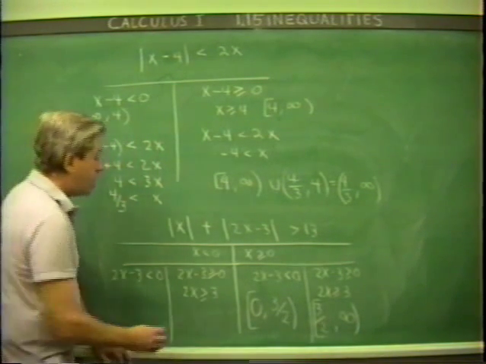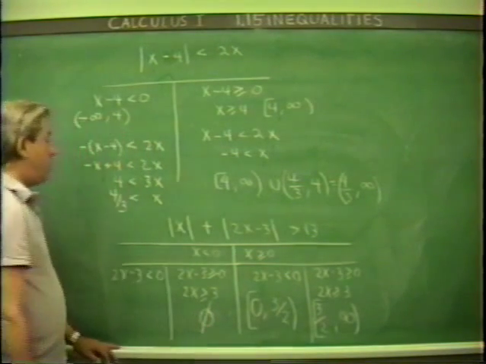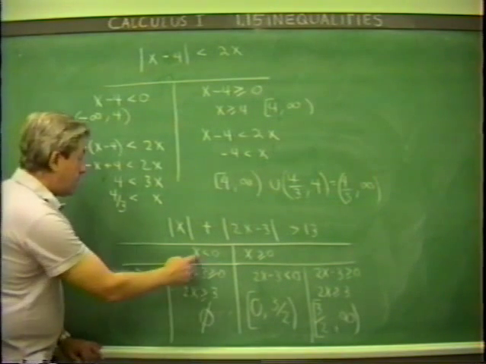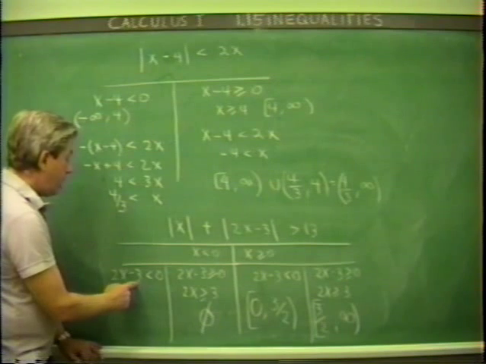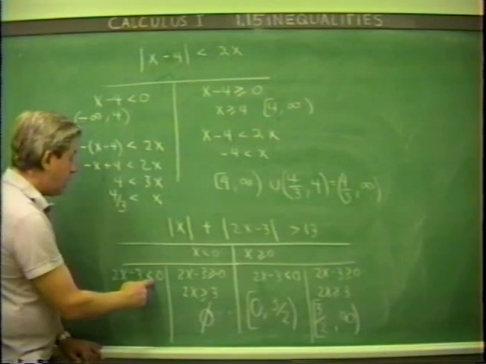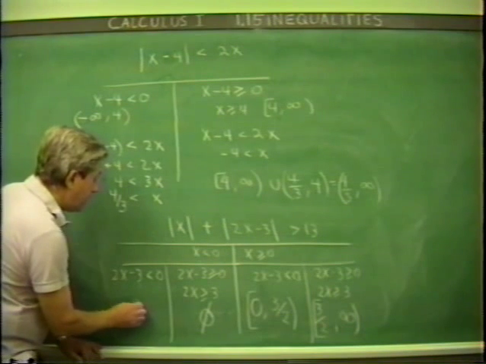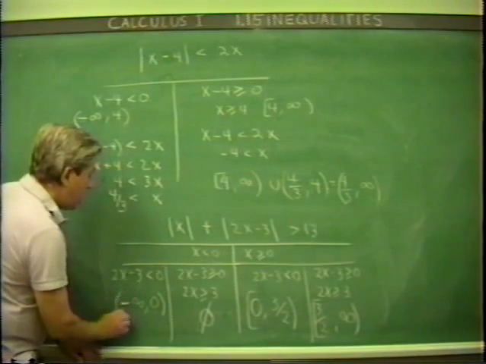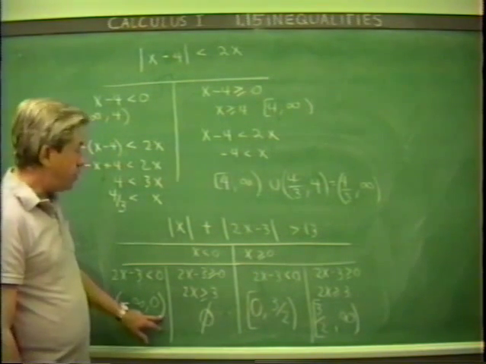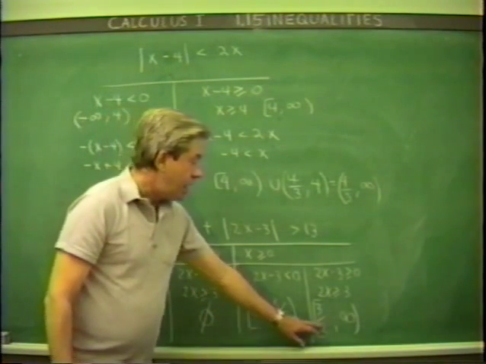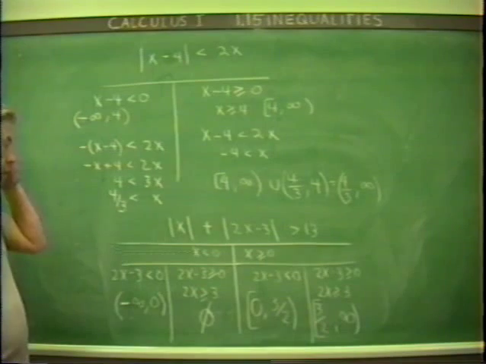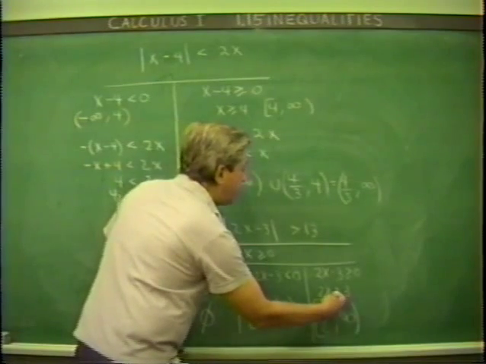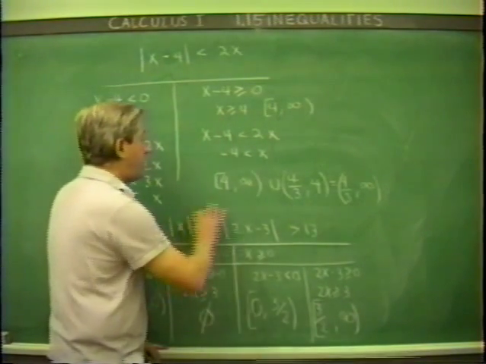These are the numbers when x is less than 0 and 2x is larger than or equal to 3, or x is larger than or equal to 3 halves. There aren't any such numbers. And these finally are the numbers when x is less than 0 and 2x is less than 3, or x is less than 3 halves. So these are the numbers from minus infinity to 0. So what we've done is broken down the numbers into 3 sets: the ones from minus infinity to 0, the ones from 0 to 3 halves, and the ones from 3 halves on to infinity.